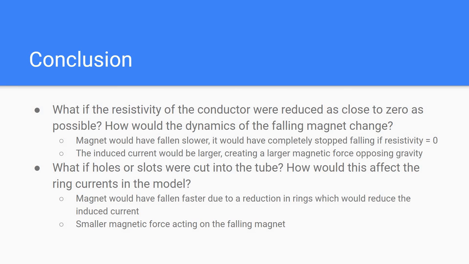If holes or slots were cut into the tube, the magnet would have fallen faster, due to a reduction in rings, which would reduce the induced current. The smaller magnetic force would be acting on the falling magnet, allowing it to go faster.